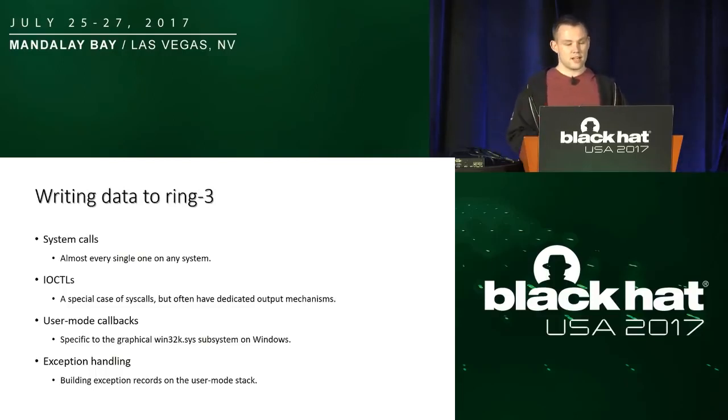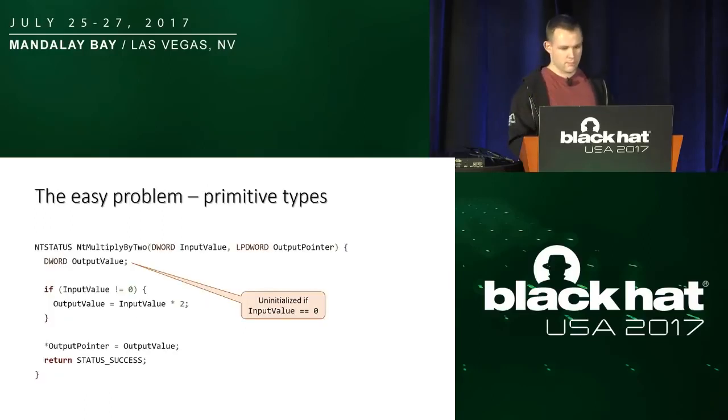We have IOCTLs, which are also a special case of syscalls, but they often have dedicated output mechanisms, so we can consider them differently a little bit. We have user mode callbacks, a mechanism specific to Windows and the Win32K graphical subsystem. And finally we have exception handling, where the kernel has to build an exception frame on the user mode stack, so it also writes to user mode memory.